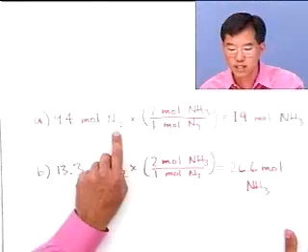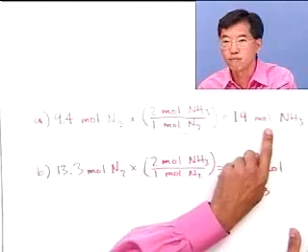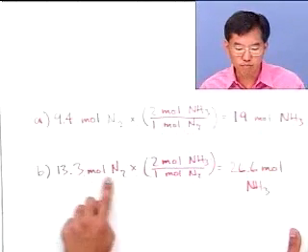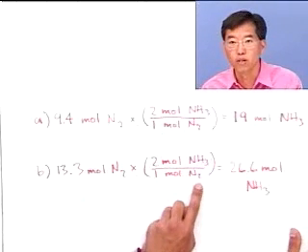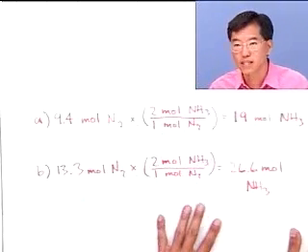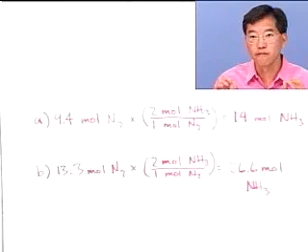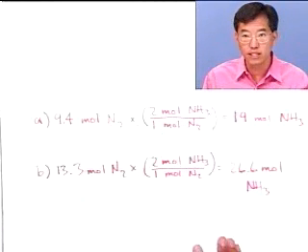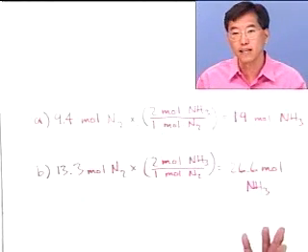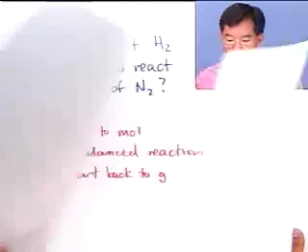9.4 moles of nitrogen times 2 moles of ammonia for every 1 mole of nitrogen gives us 19 moles of ammonia. And 13.3 moles of nitrogen times 2 moles of ammonia over 1 mole of nitrogen gives us 26.6 moles of ammonia. Pretty simple. We used the same idea twice. The first time we were worried about how much nitrogen we need for the amount of hydrogen we had, and the second time, how much ammonia we can make for a certain amount of nitrogen we have.